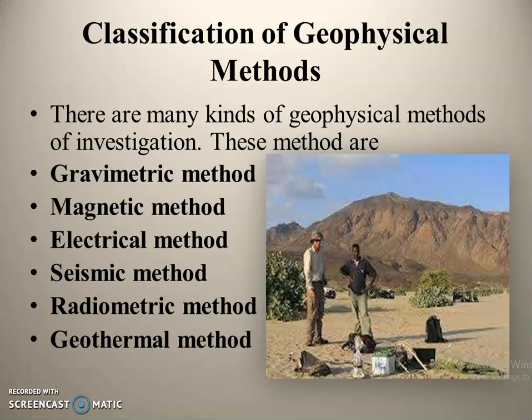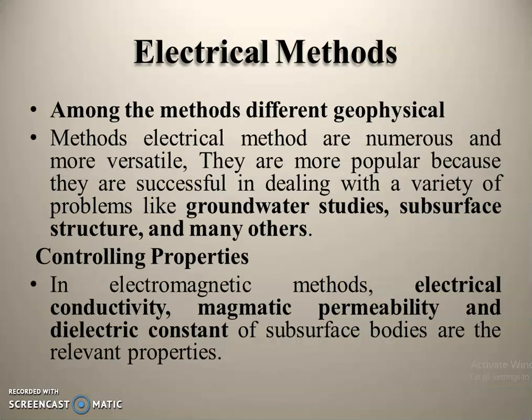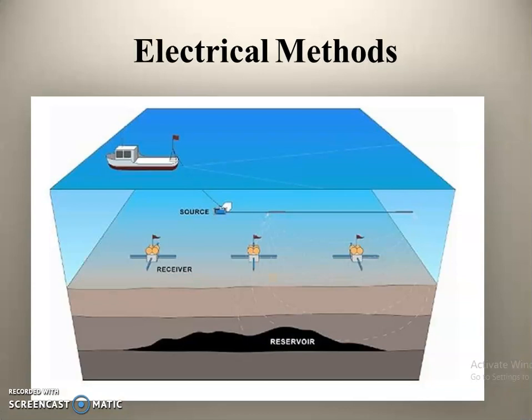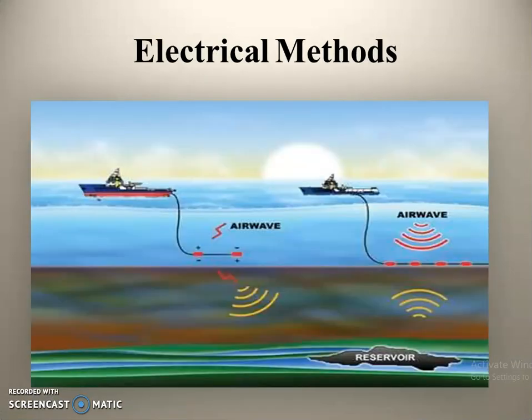In this class, we'll see the electrical method in detail. This is the most common method which is used by numerous agencies and it is a versatile method also. We can find out groundwater studies, subsurface structure and many others. In the electromagnetic method, electrical conductivity, magnetic permeability and dielectric constants of the subsurface bodies and the relevant properties can be found. This is an example of the electrical method.